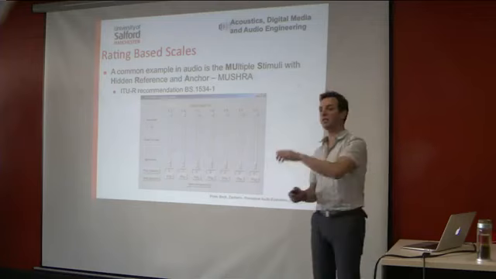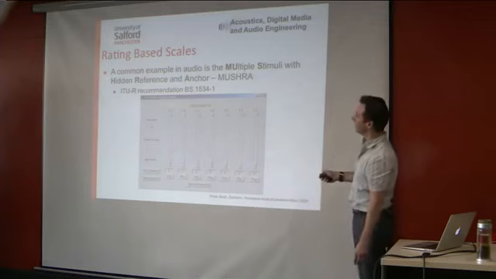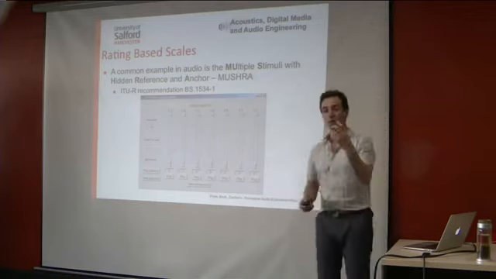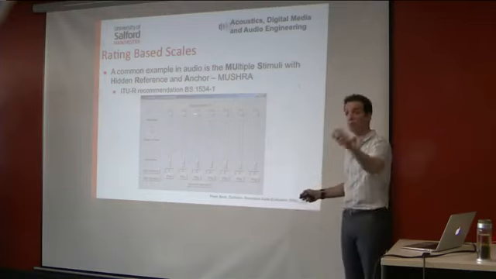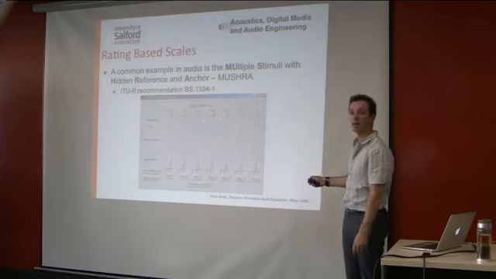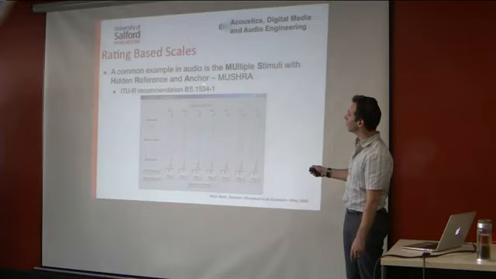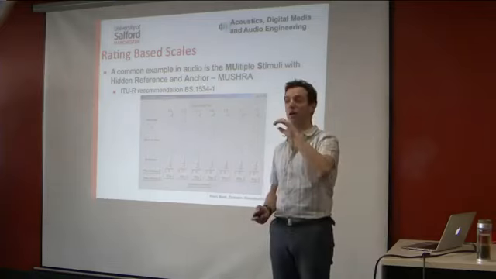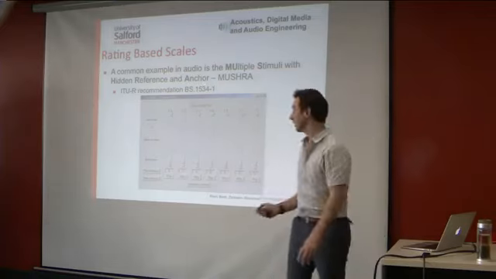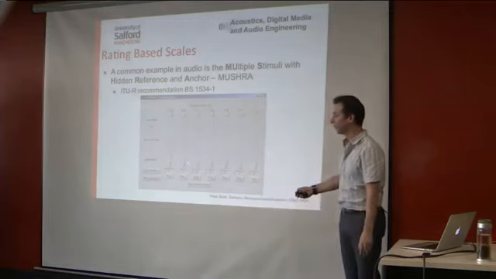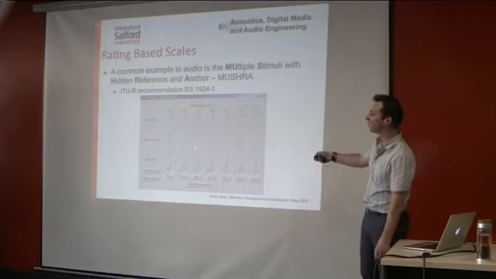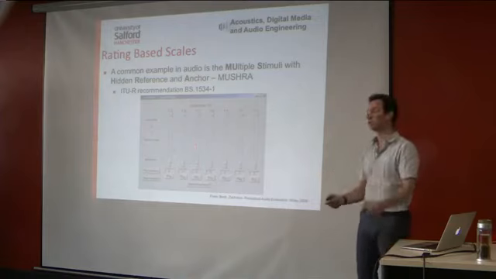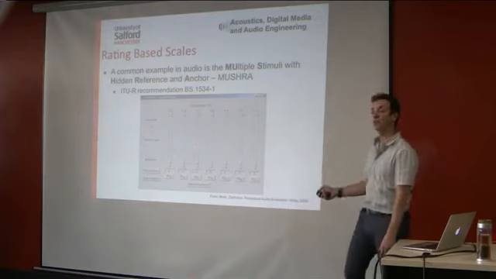Now the trick in this test is that you've got a hidden reference, which is one of the versions of the reference, going to be somewhere here, and you hope your subject is going to be putting that at the maximum. And you also have a hidden anchor, which is one of the samples that sounds really bad, noticeably a lot worse than any of the others. And you want the subject to put that one at the bottom of the scale. And that allows you to use the entire range of the scale. You force the subject to use the entire range of the scale.